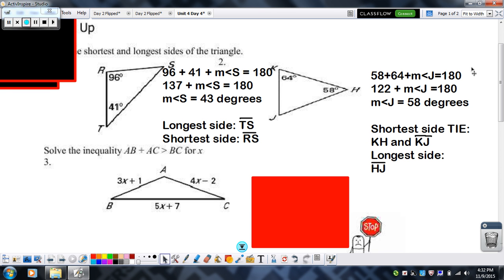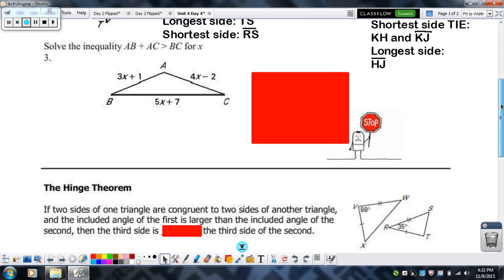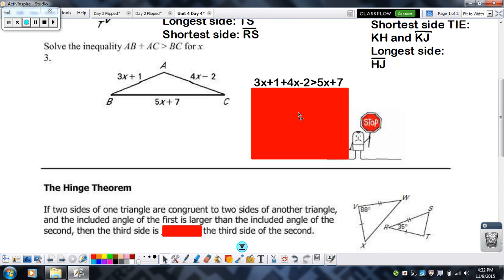For number 3, it asks us to solve the inequality AB plus AC is greater than BC for x. In order to do this, the first thing I'm going to do is plug in 3x plus 1 into AB, 4x minus 2 into AC, and 5x plus 7 into BC to set up this inequality.